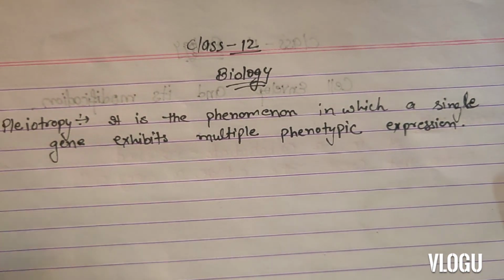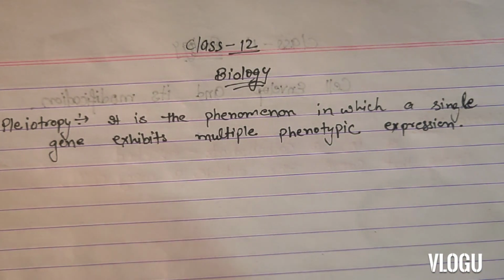Good morning, students. In this video, we will study pleiotropy and polygenic inheritance. Actually, what is pleiotropy? It is the phenomenon in which a single gene exhibits multiple phenotypic expressions.